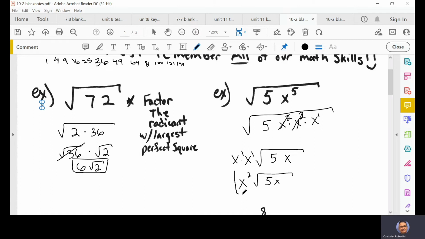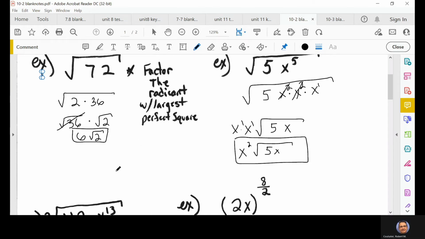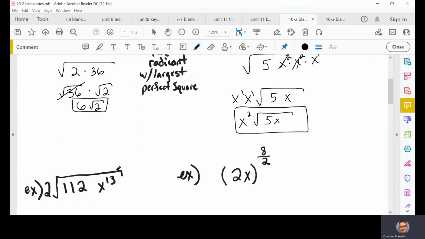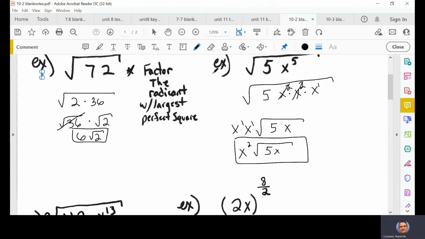And like that, you have simplified this. You can use the same principles we do for this as you can when you have variables. You break them up into groupings of 2 with sometimes a remainder. All right, so that was example 2.